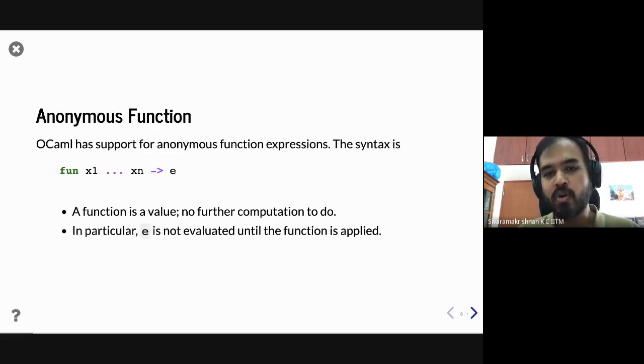Okay, functions. OCaml allows you to define anonymous functions. These are functions which don't have a name, which you can describe on the fly. Anonymous functions have the syntax where fun is a keyword. They take a number of arguments, x1 to xn, and then an expression, right? When you define an anonymous function, it's just a value. There is no further computation to do. E can be any expression, and just like you would define functions in other languages, E is not evaluated until you apply this function. You pass the arguments to this function, and then evaluation of E happens.